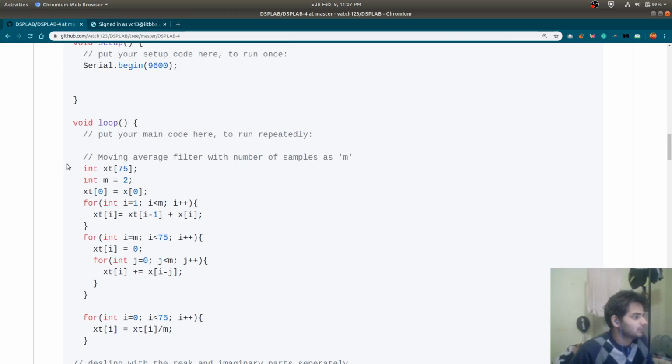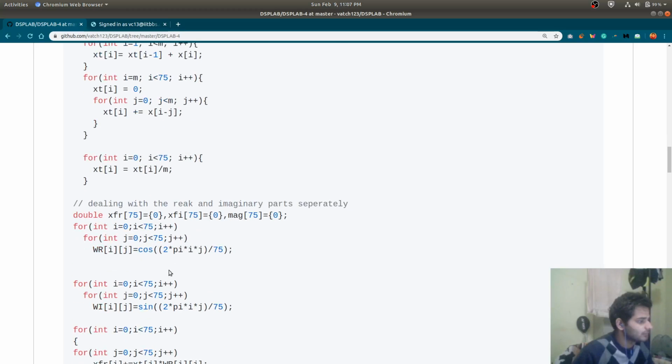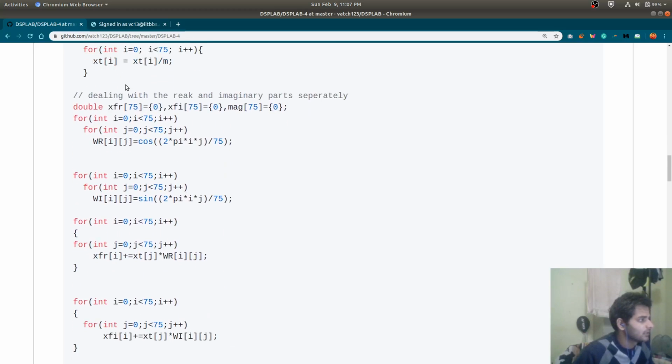So I have split the real part separately and the imaginary part separately. Now coming to the main equation. In xt, here we have taken the moving average filter of our input with size 2, and here we are taking the moving averaged output. Now coming to the real and imaginary part. XFR is the frequency component's real value, XFI is the frequency component's imaginary value, and magnitude is for all 75 components.